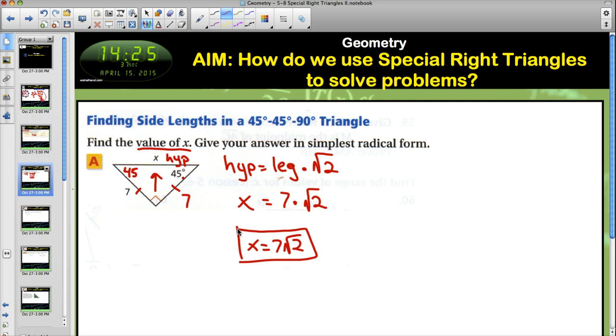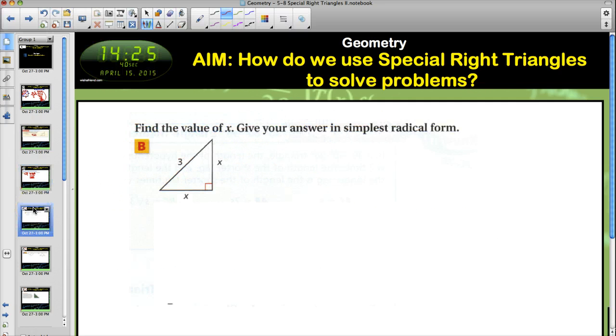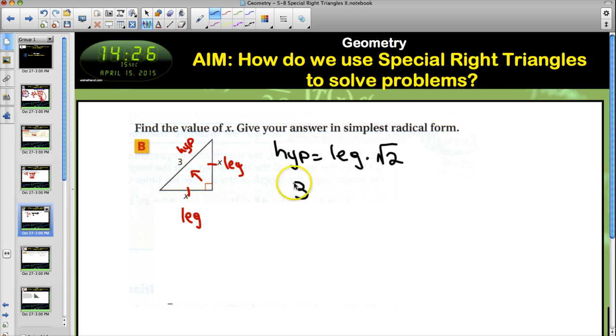It's a straightforward example. Find the value of x. Once again, give your answer in simplest radical form. Same approach. That's my hypotenuse, and these are legs. How do I know that this is a 45-45-90? Well, the legs are both congruent. They're both x. X is some number, but whatever it is, both legs have to be the same number. So we state that the hypotenuse is equal to the length of one of the legs times the square root of 2. The hypotenuse in this case is 3, and it's equal to the leg, in this case 8, times the square root of 2.